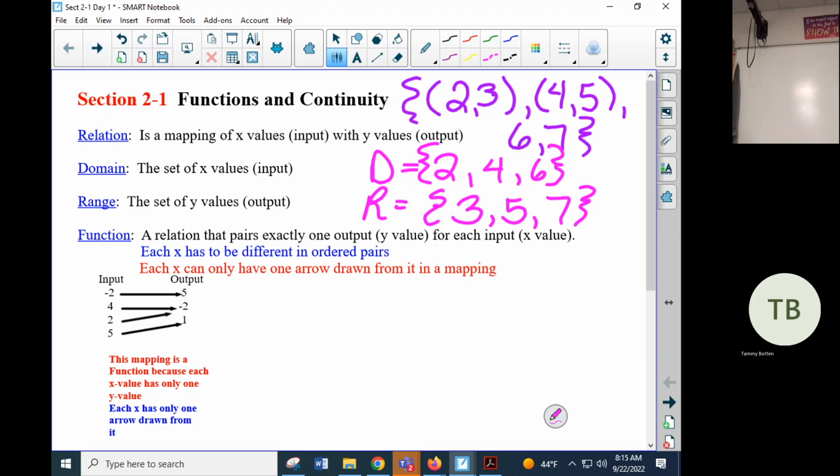Okay. Then they will ask you, so this right now is what's called a relation. Every set of ordered pairs is a relation, and you'll see what a mapping is in a little bit. Every mapping is a relation. Every graph is a relation. What we're going to determine today is: is this a function?